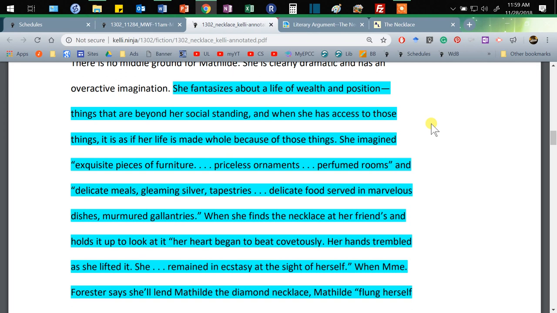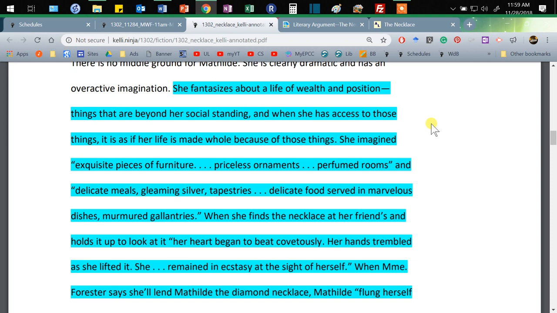She fantasizes about the life of wealth and position, things that are beyond her social standing, as if her life would be made whole because of those things. She imagined exquisite pieces of furniture, priceless ornaments, perfumed rooms. And there, I'm really looking at these words that show us her character. I'm using those ellipses to get rid of the rest. This isn't about the whole point of what she's thinking at that moment. It's about how this description is doing that thing.